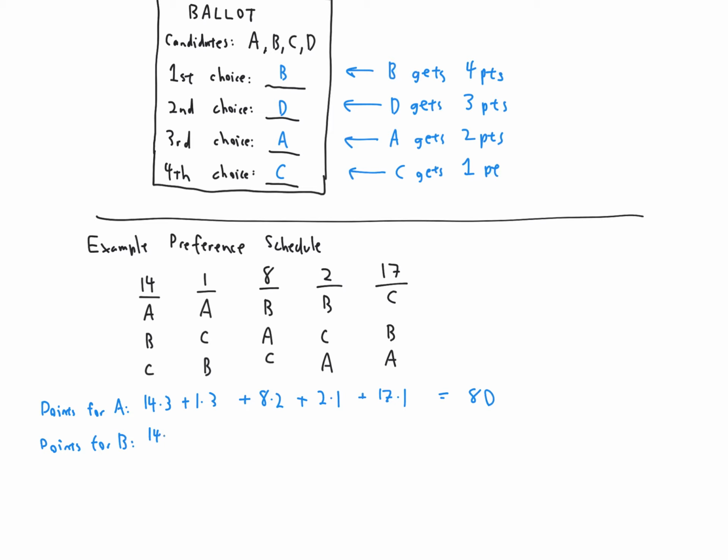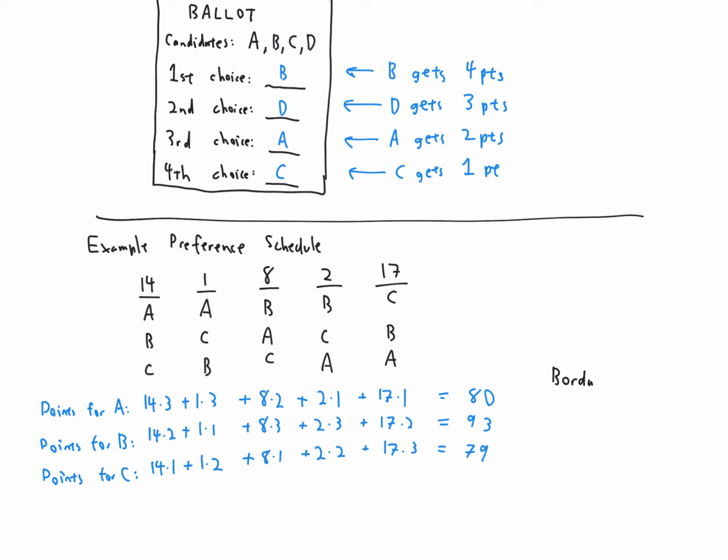For example, in that first column, there are 14 ballots. B gets 2 points each for them. In the second column, B was ranked last, so for that one ballot, B only gets 1 point, etc. Skipping ahead to the results, we see that B got 93 points, candidate A got 80, and candidate C got 79. So the extended ranking given by the standard Borda count would be the ranking B, then A, then C.